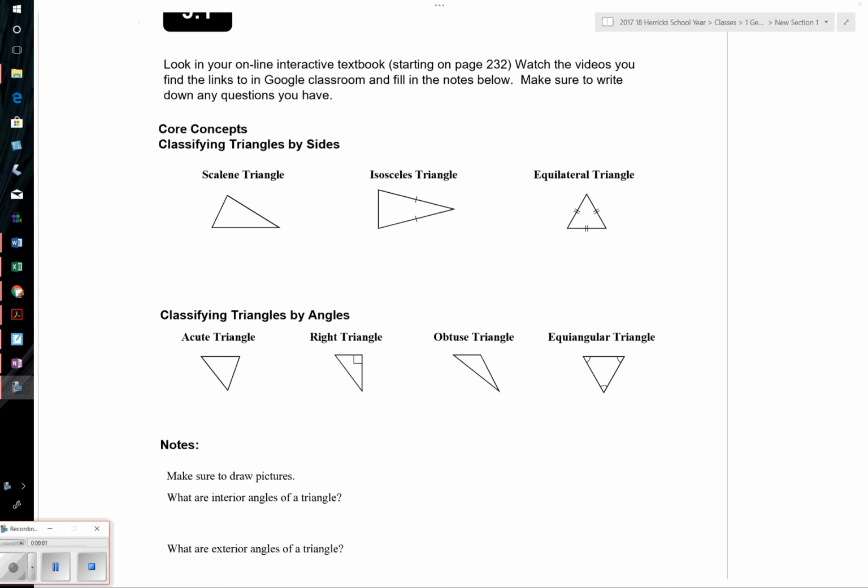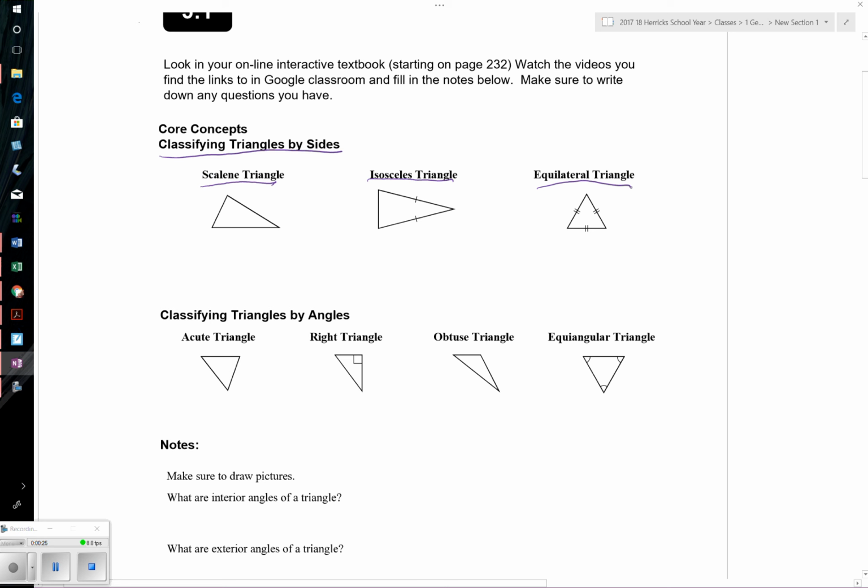Hi everyone. Okay, so we're going to be starting chapter 5, and in chapter 5 there's a few things that we need to know and get some vocab out of the way. And here's a couple, like here where you have to classify triangles by their sides or their side lengths. So you have to determine whether a triangle is scalene, isosceles, or equilateral.